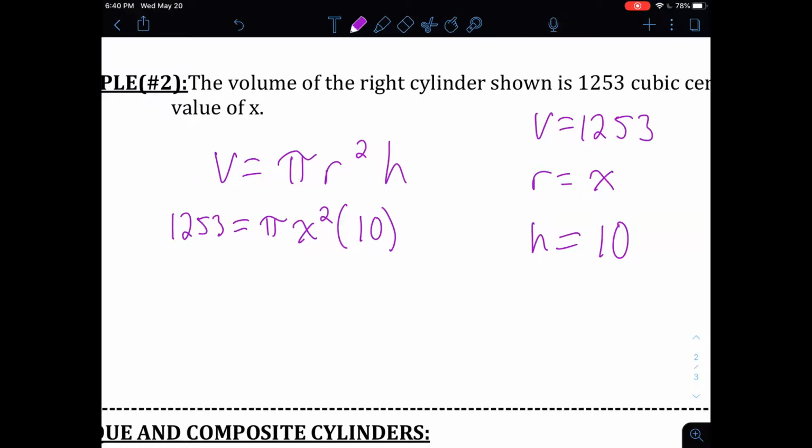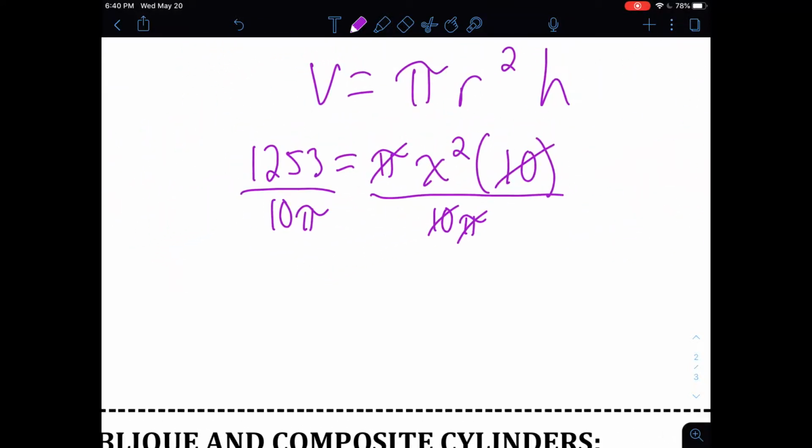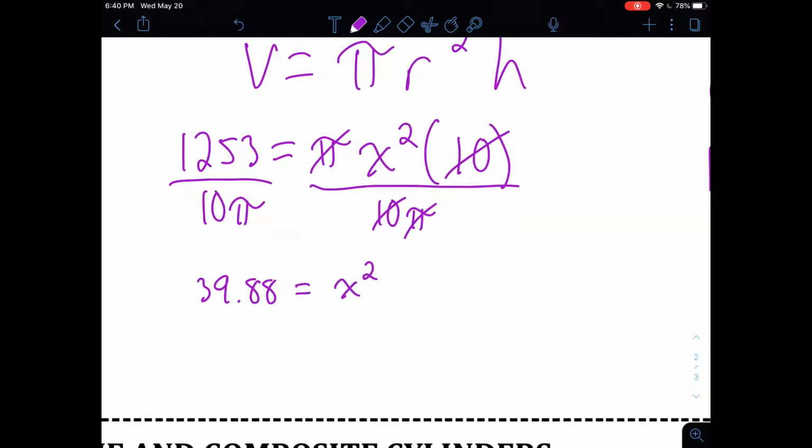Now, we're multiplying pi times x squared times 10. I want to get x squared alone. So how do I get rid of pi and 10? If this is all multiplied together here, how do I get rid of that? Instead of multiplying by pi and 10, we're going to divide by what? 10 pi. We're going to divide by 10 pi on both sides. This is going to cancel. This is going to cancel. When we divide by that, we're going to get 39.88 when you divide by 10 pi. Make sure you put this in parentheses when you're dividing on your calculator, else it might goof you up. Equals x squared.